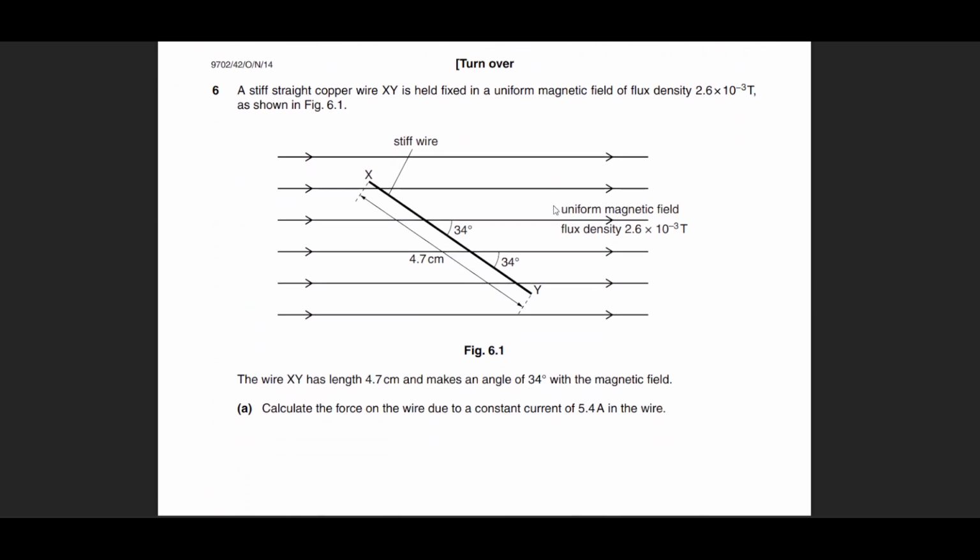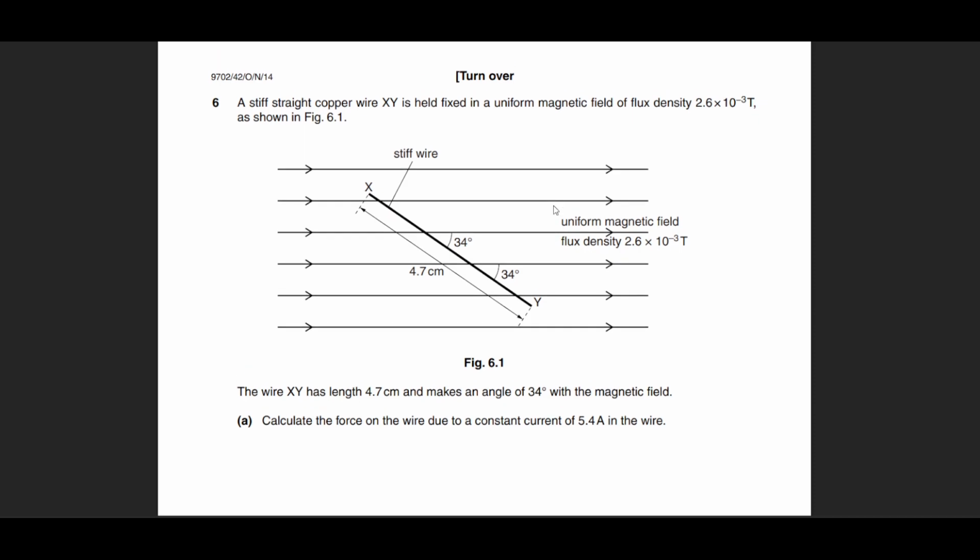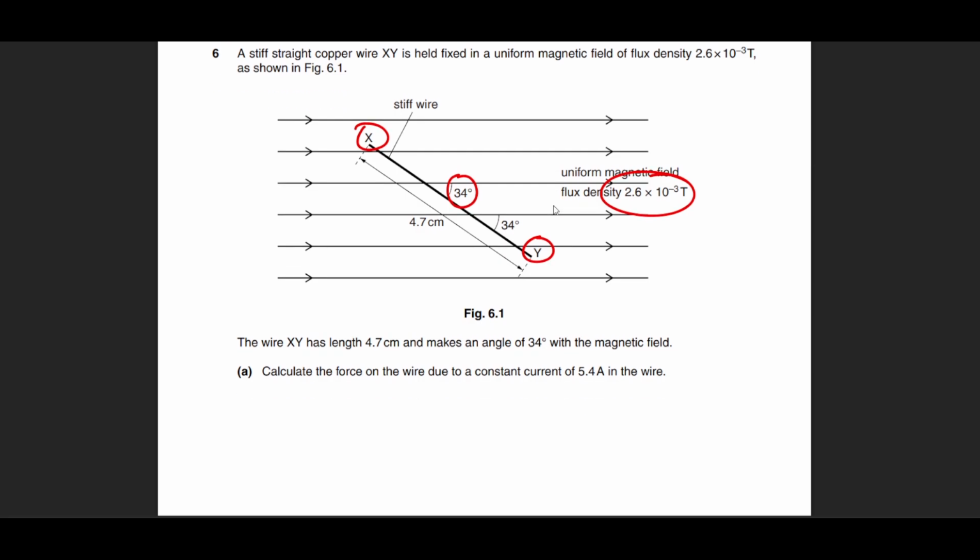So moving on to the question where we're going to use the F equals ILB sine theta concept. He tells you that there is a magnetic field of this value and there is a wire XY which is tilted at an angle of 34, and we know that the wire should have been at an angle of 90 degrees for maximum force, but right now it is not. So it doesn't matter, we're going to use the formula F equals ILB sine theta.